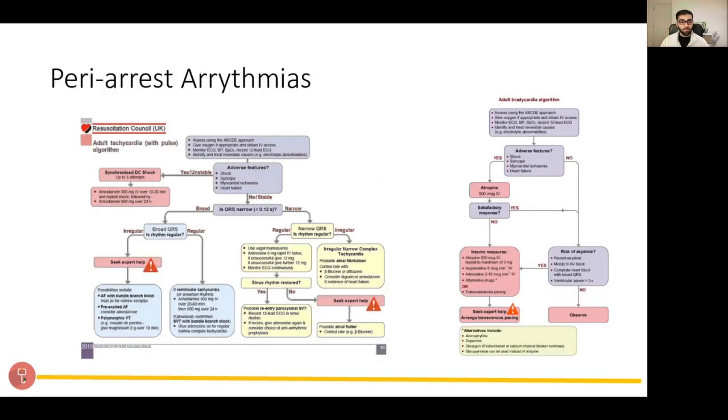So the first one is peri-arrest arrhythmias. This is basically if a patient has a heart rate that is too high or too low, so a patient that can have tachycardias or bradycardias. These are two really useful algorithms to know. So what I would recommend to you guys is go on the Resus Council and just study these algorithms in more depth. Again, the main thing that you want to identify first is if there's adverse features or not, and this will split off the algorithms into the respective pathways.